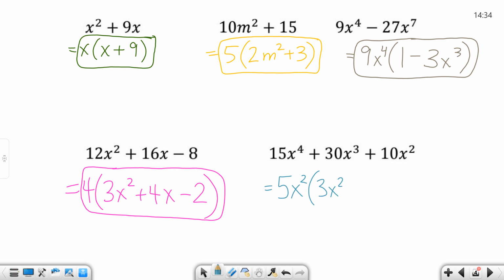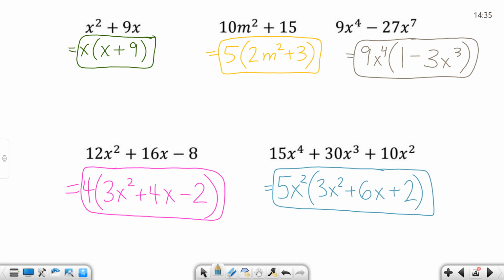Because 3 times 5 is 15, and I took 2 of my 4 x's out. That left me with 2. Plus 6 times 5 is 30, and I have 3 x's and took 2 of them out, so there's 1 left. Plus 2 times 5 is 10, and I took both my x's out, so there's no x's here. Again, power is bigger than 1. However, 3x squared plus 6x plus 2 will not factor any further. So that one is finished or done.